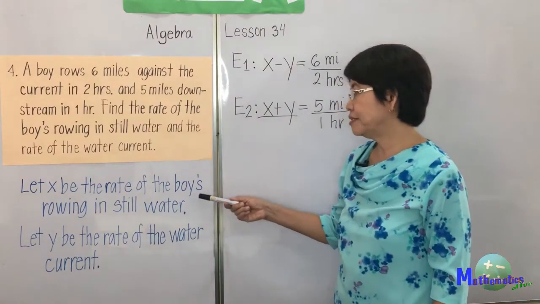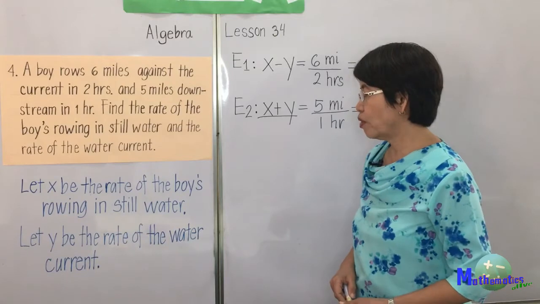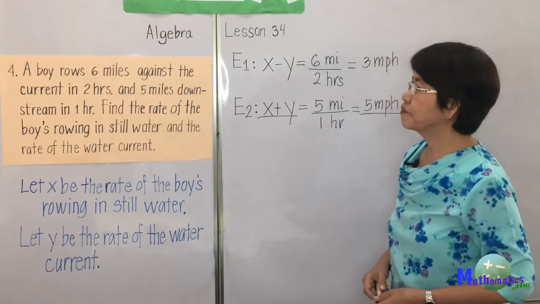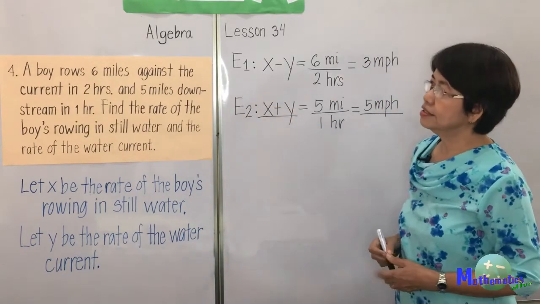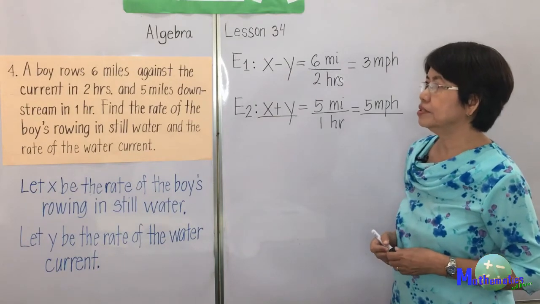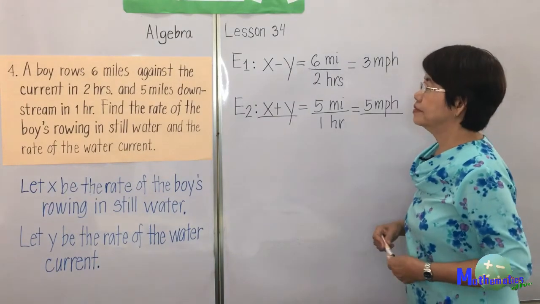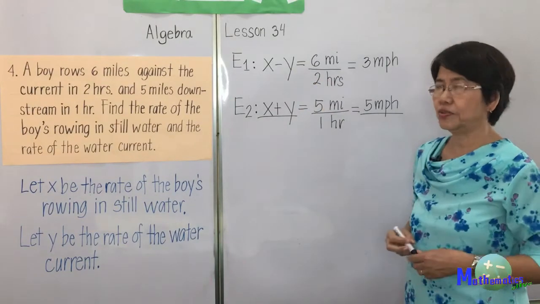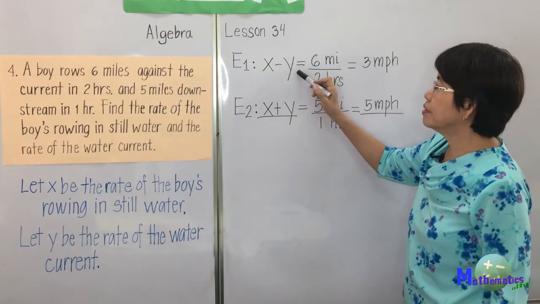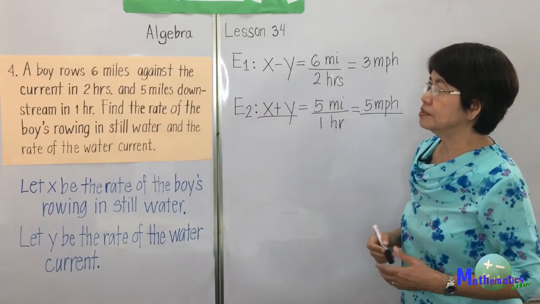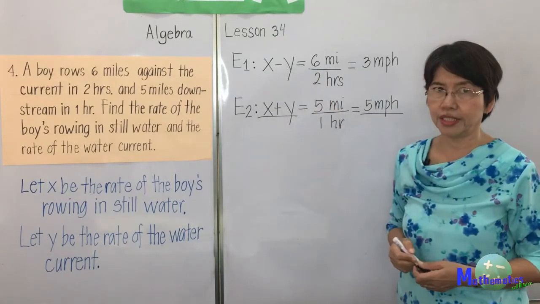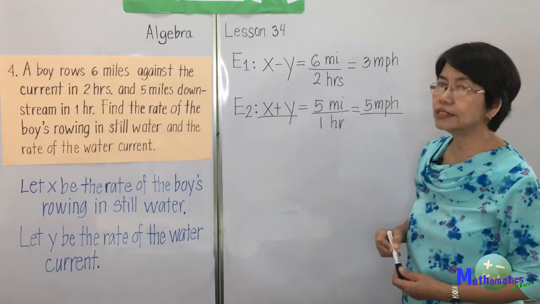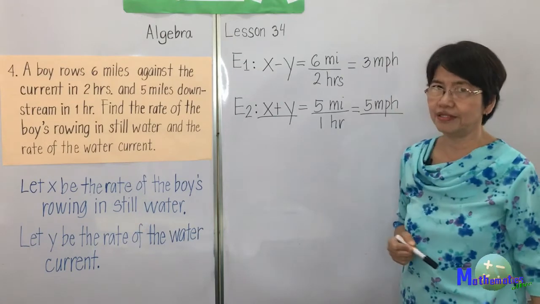We let x be the rate of the boy's rowing in still water and y be the rate of the water current. And then the first sentence here is, the boy rows 6 miles against the current in 2 hours. So we let x minus y be the situation. The water current is against the boat, so we subtract the water current from x. And it takes 6 miles in 2 hours, or simply 3 miles per hour.